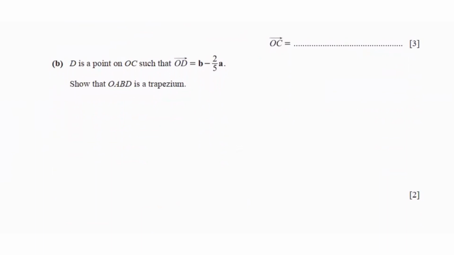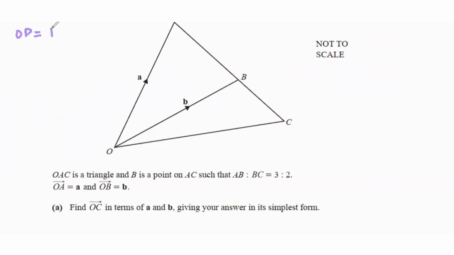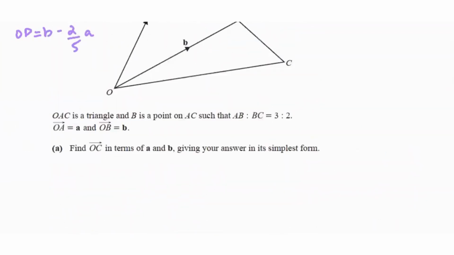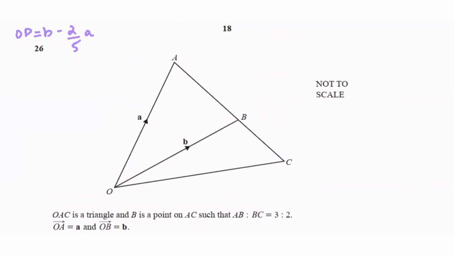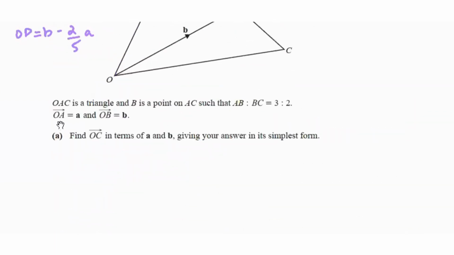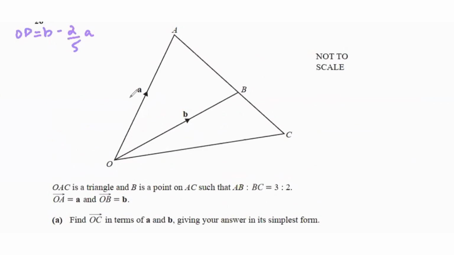Then it says D is a point on OC such that OD equals B minus 2/5 of A. Show that OABD is a trapezium. OABD can only be a trapezium if OA and BD are parallel, because in a trapezium, we have two parallel sides.